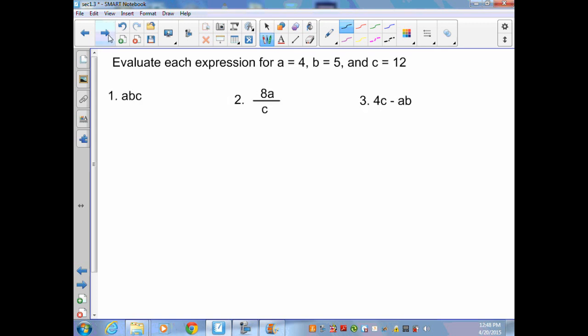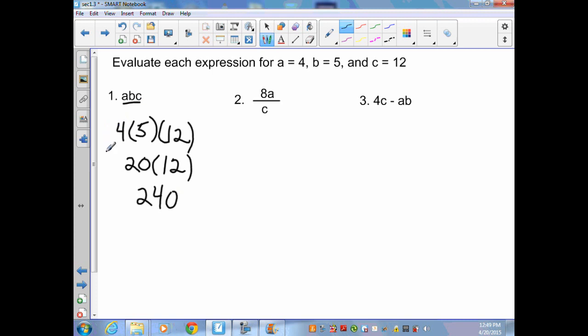Again, evaluating for a equal to 4, b equal to 5, and c equal to 12. Here I have abc, or a times b times c. I have 4 times b, which is 5, times c, which is 12. And I have 4 times 5, which is 20, times 12. And this would be 20 times 12, which is 240. Again, I would copy the problem, substitute, and then simplify using order of operations.